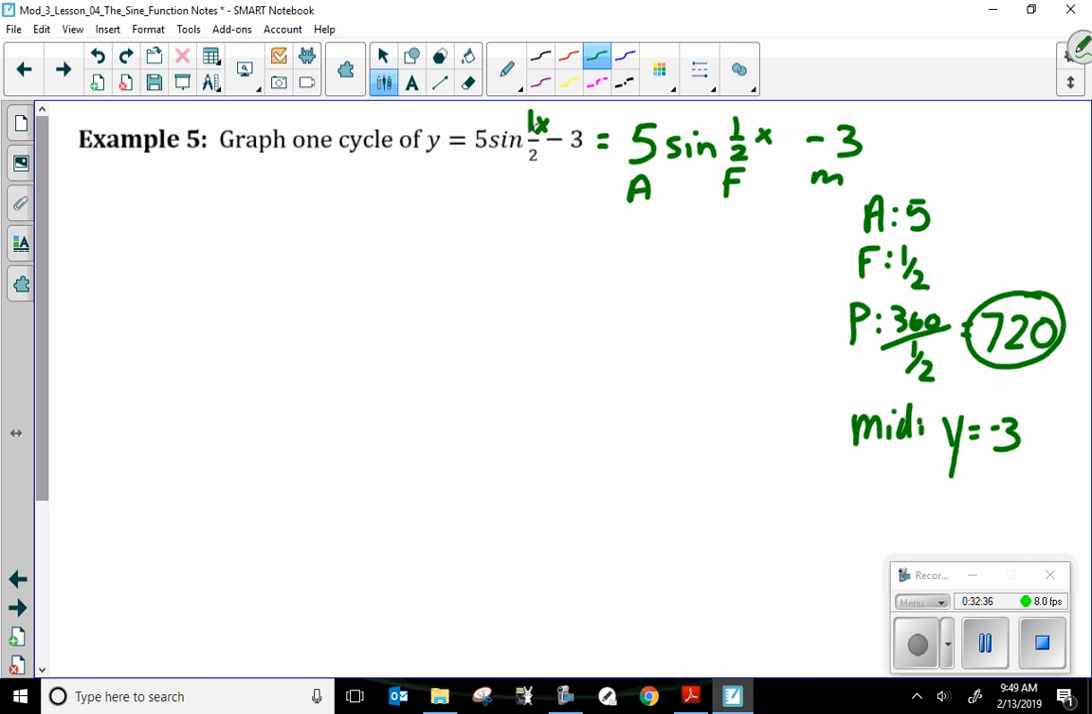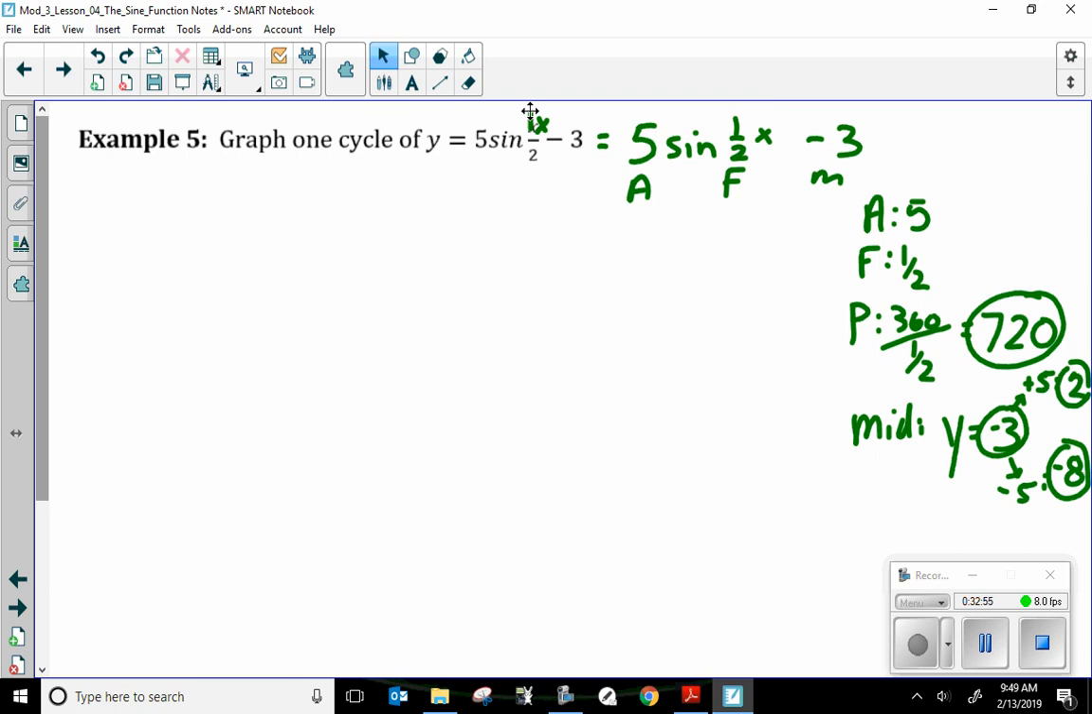So I need to move down 3. My amplitude's 5. So if I add 5, that brings me to 2. If I subtract 5, that brings me to -8. So my midline is going to be at -3, my maximum is going to be at 2, and my minimum is going to be at -8. I need to make that adjustment of amplitude of 5 from the midline, up and down from the midline.